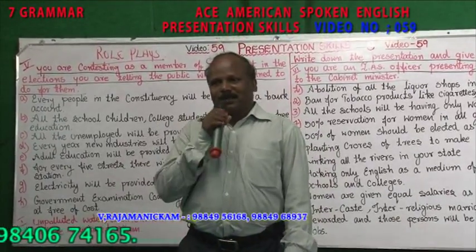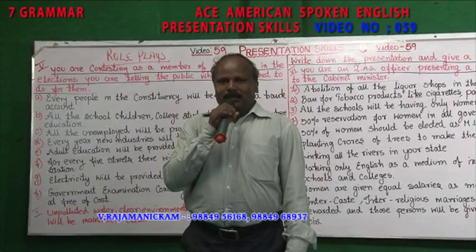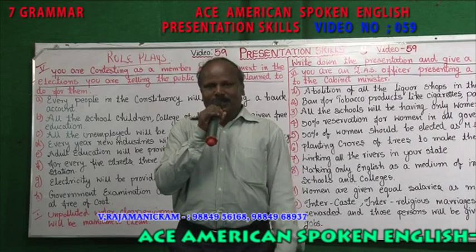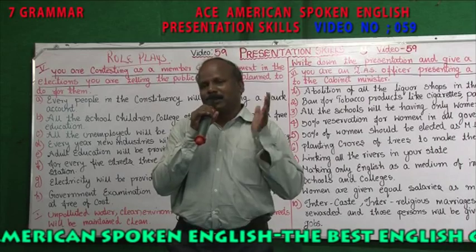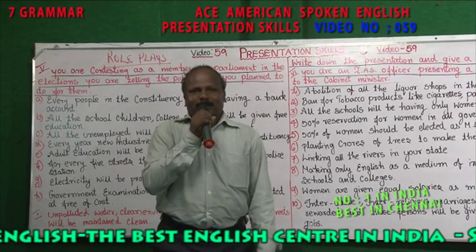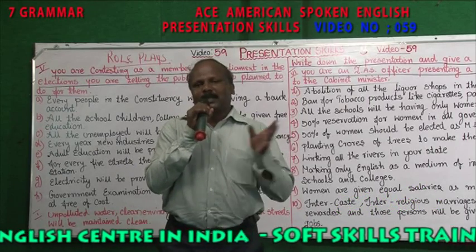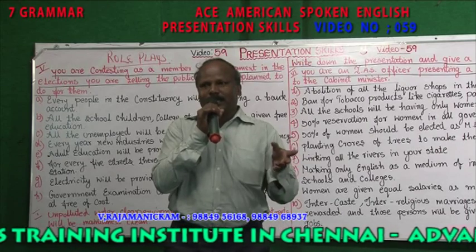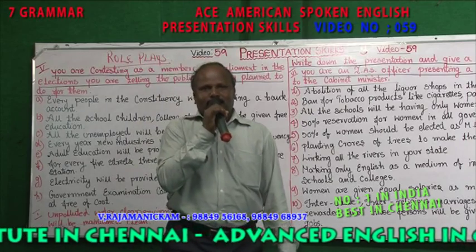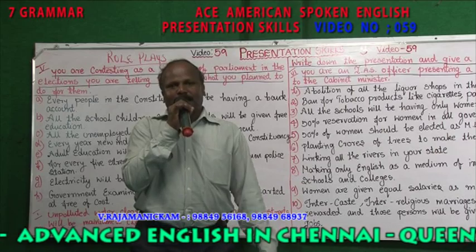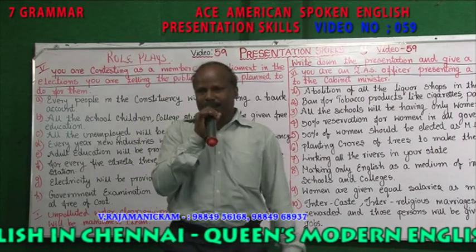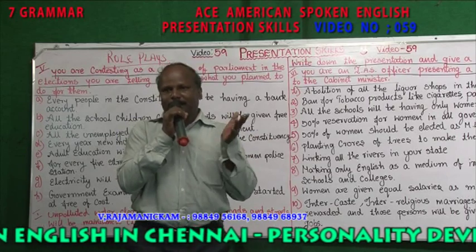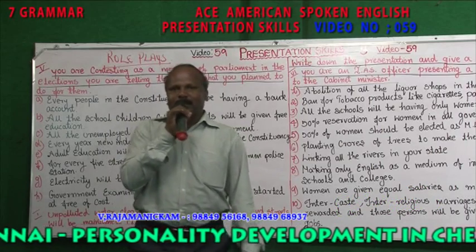Good evening to everyone. I am Anand. If you elect me as a member of parliament, I am telling you the following things planned for you. All people in the constituency will have a bank account. All school and college students will be provided free education. Every year a new industry will be started in the constituency. Unemployed people will be provided employment opportunities. An adult education program will be implemented.